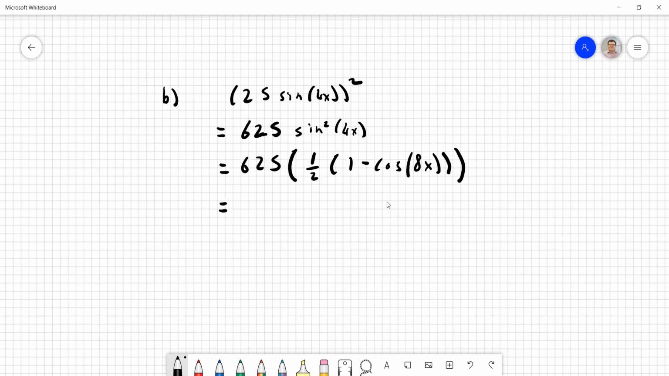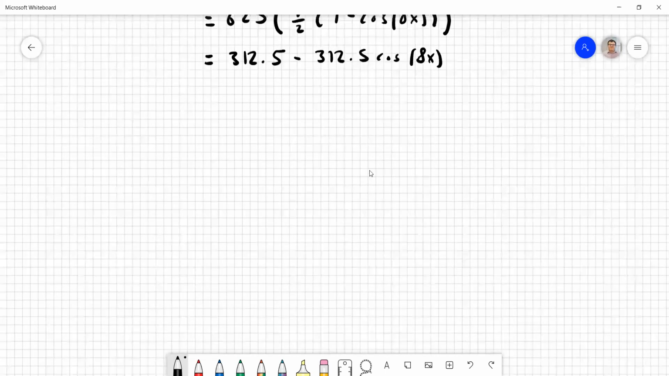And then we can multiply this through again as well. And we're going to end up with 312.5 minus 312.5 cos 8x. And that is the answer to part B.